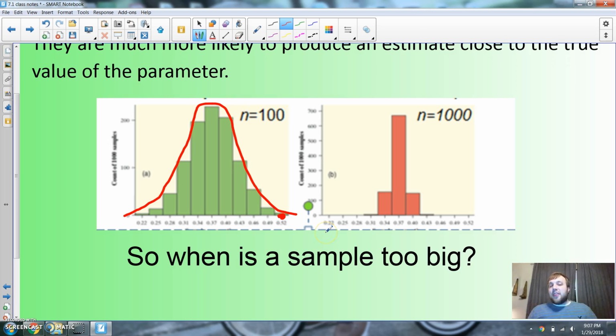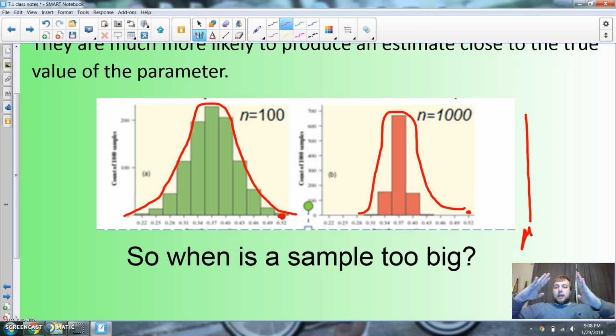But if I take 1,000, can I get way out here anymore? It is almost impossible to get a value like 52%. We would have a much tighter normal curve. And if you think about it, what happens as I sample more and more? What happens when I finally sample everybody? There's no wiggle at all. I'm going to know the actual mean. That curve is not a curve anymore, it's just the mean.